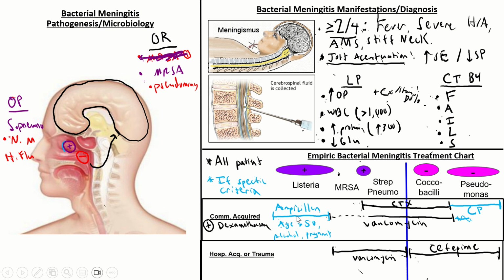Lastly, for treatment for patients with community-acquired meningitis, ceftriaxone and vancomycin are going to be your workhorses. Add on ampicillin for age greater than 50, alcohol use, pregnant, immune compromised. Add on cefepime if they're immune compromised, severely septic. And for hospital-acquired or trauma, vancomycin and cefepime; you won't as much need the dexamethasone, and you really won't need Listeria coverage for that because it's not really prevalent as much in the OR.